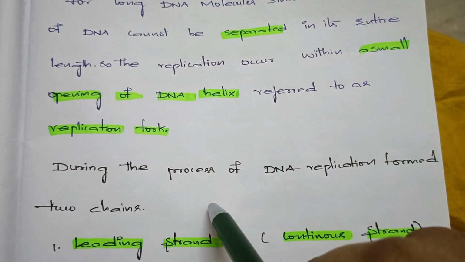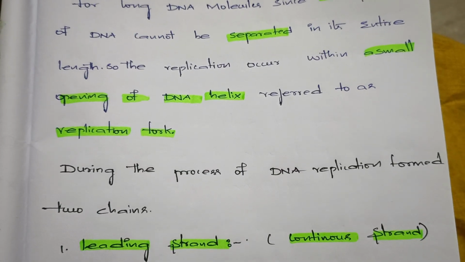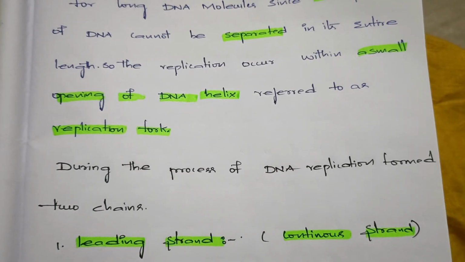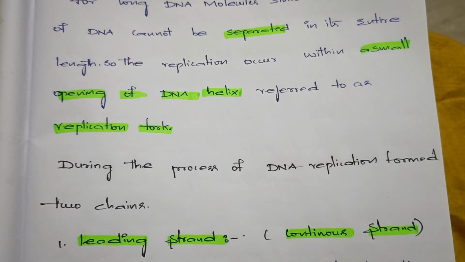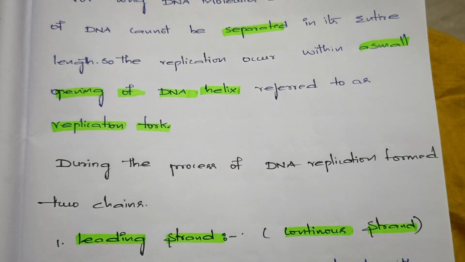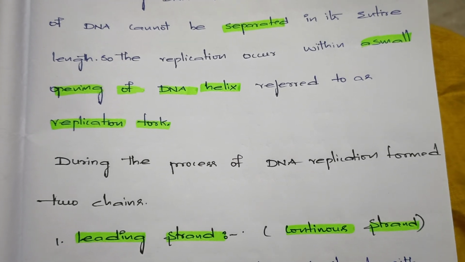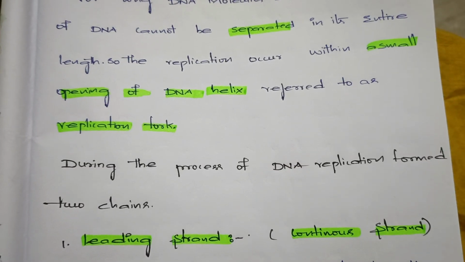Because of the replication fork, there is unwinding of double stranded DNA by breaking the hydrogen bonds. Which enzyme is useful for that? The helicase enzyme. The supercoiling tension is released and maintained by topoisomerase. And the one joining the DNA strands in Okazaki fragments is the ligase enzyme.